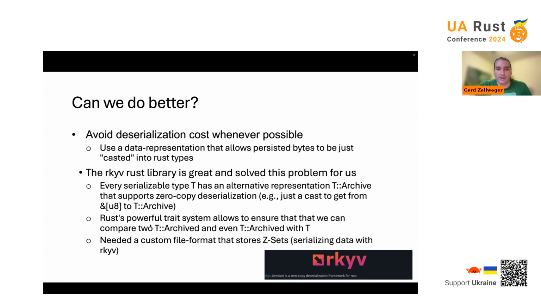And even in addition, you also have a powerful trait system that allows you to compare between T archived and the original type T. The one thing that we didn't have was a file format that uses archive to store the C sets. So that's something we built in our storage engine in the end.